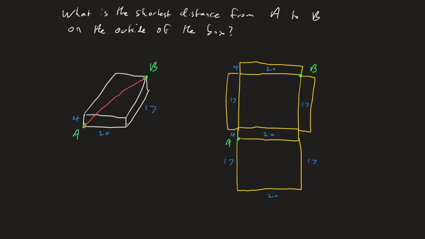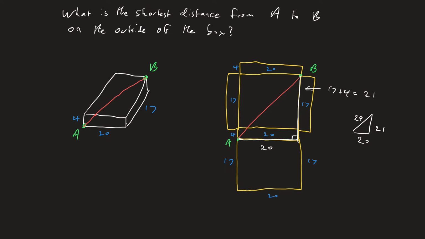Now that it is flattened out, we know that the shortest distance from A to B is just a straight line. To find the length of this line, we can use Pythagoras' theorem. Here is our right angle. The base has length 20. This side has length 4 plus 17, or 21. Therefore the hypotenuse is given by the square root of 20 squared plus 21 squared, which is 29. Therefore this distance here is 29, and the shortest distance from A to B is 29.